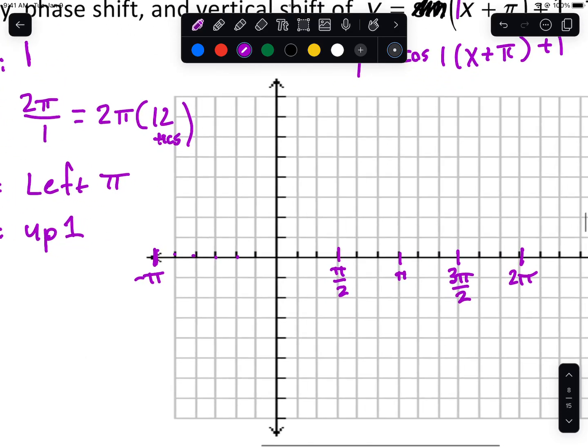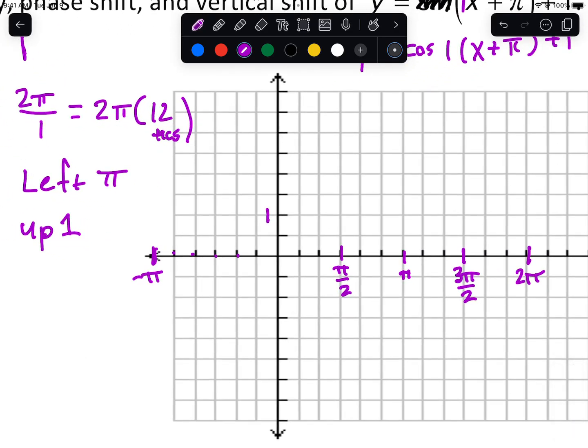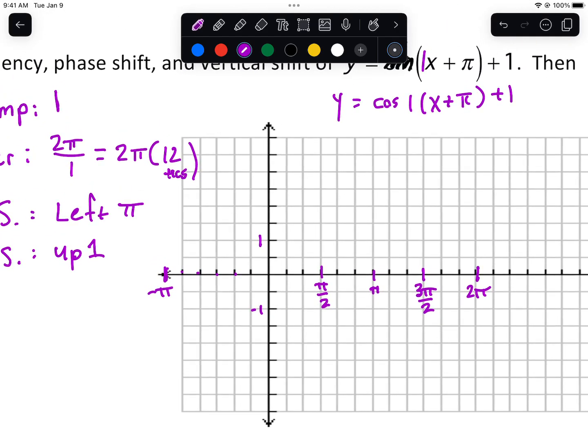Okay, and then let's see here. I'm going to put 1 and negative 1 right there. Okay, and then the midline. The midline is moving up 1, so I'm going to do a little dotted line like this here. That's the midline. Not going to draw it too much farther right because I don't need to go forever, right?